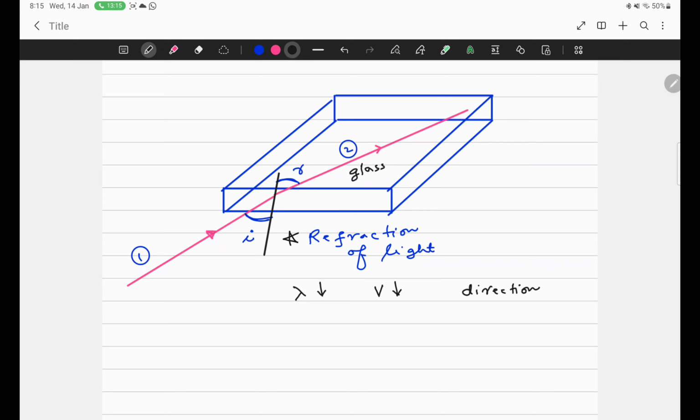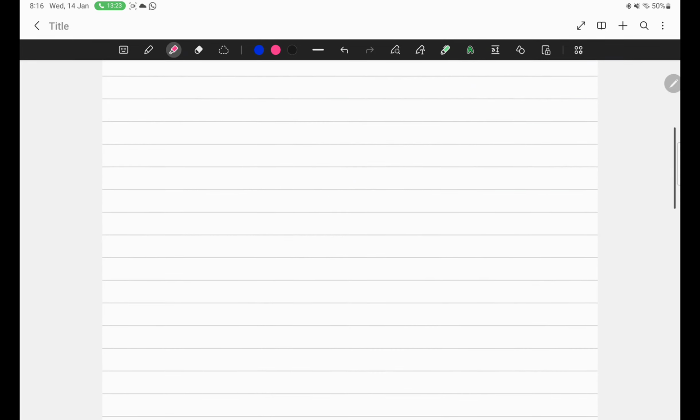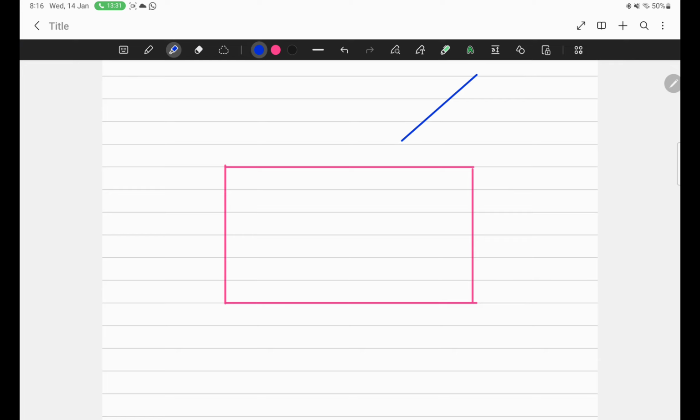Faria, can you say something about refraction of light? This angle is called the angle of incidence. I think I should redraw here. This is the boundary of the glass block. This is the incident ray, and this is the normal. And this angle is called the angle of incidence.